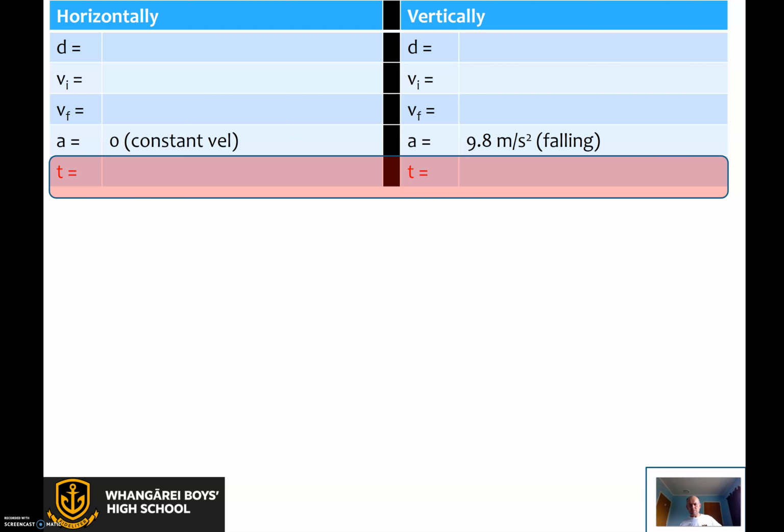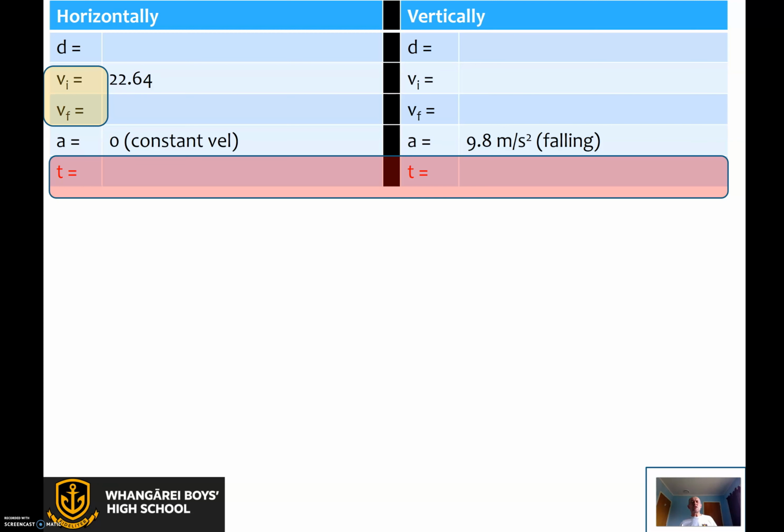In other words, the horizontal acceleration is 0. And vertically, it's going to fall at a rate of 9.8 meters per second squared. That's acceleration. If the horizontal acceleration is 0, then the initial and final horizontal velocities will be the same. And you can do all this without even starting the question. Now we can start putting things in.